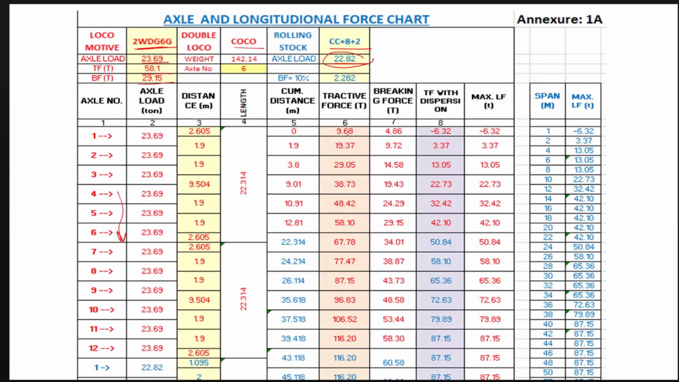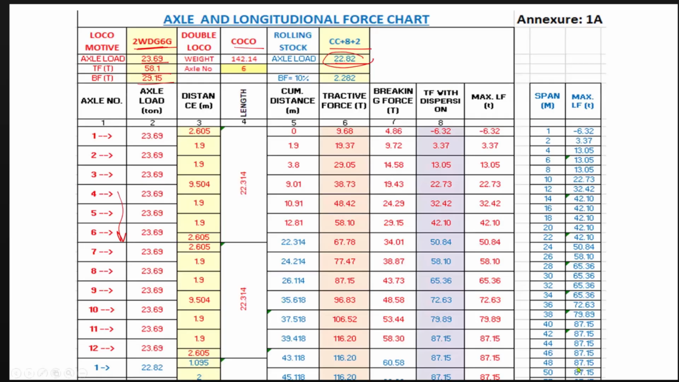Then it automatically calculates the tractive force directly by accumulating the tractive force coming. Then the braking force is by accumulating weight. Then tractive force with dispersion. We have reduced 16 ton or 25 ton, whatever. So whatever the maximum longitudinal force is coming, we have calculated. Accordingly, in the same way for different spans we get the maximum longitudinal force that is coming. So by this we can calculate the longitudinal force directly in this Excel program.